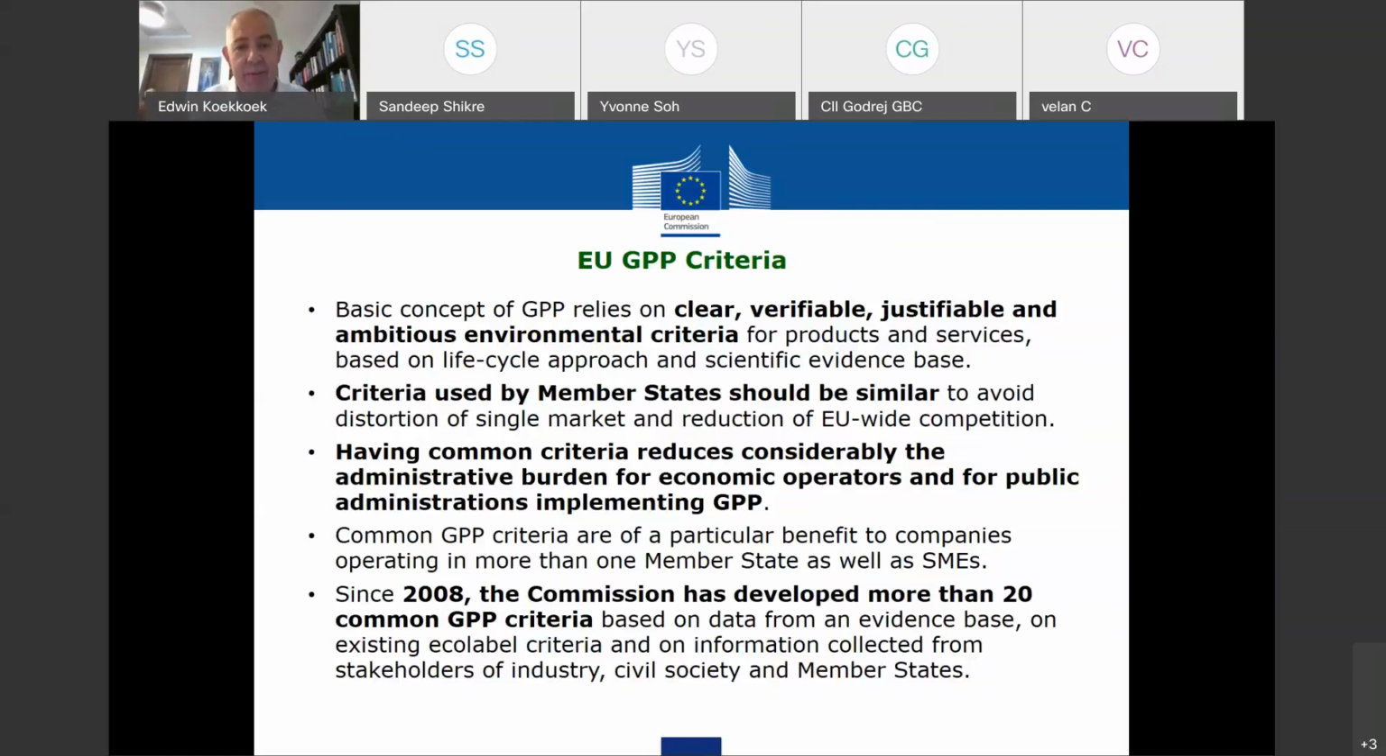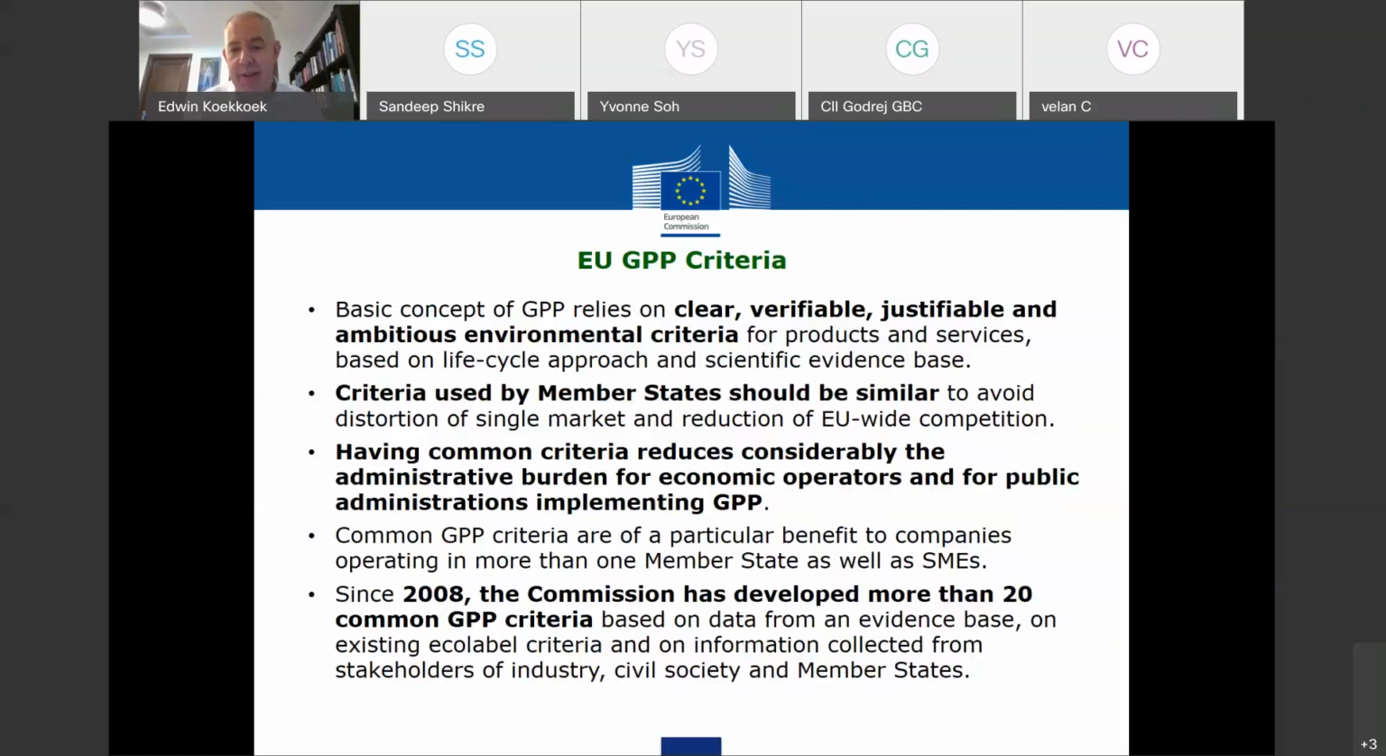So having common criteria is extremely important, and not only because you avoid distortion of the single market, but also you reduce considerably the administrative burden for the economic operators and also for the public administrations, in fact, that are implementing the green public procurement.